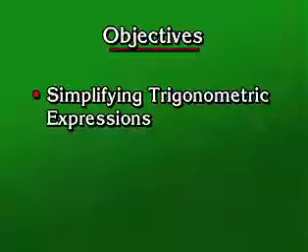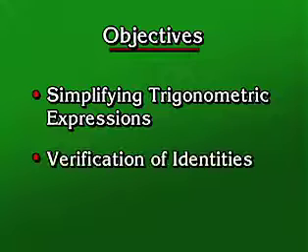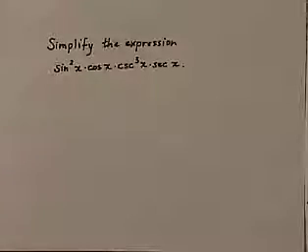Let's look at the specific objectives now. We want to simplify trigonometric expressions and look at verification of identities. Let's begin with our first example. We're going to be asked to simplify the following expression.